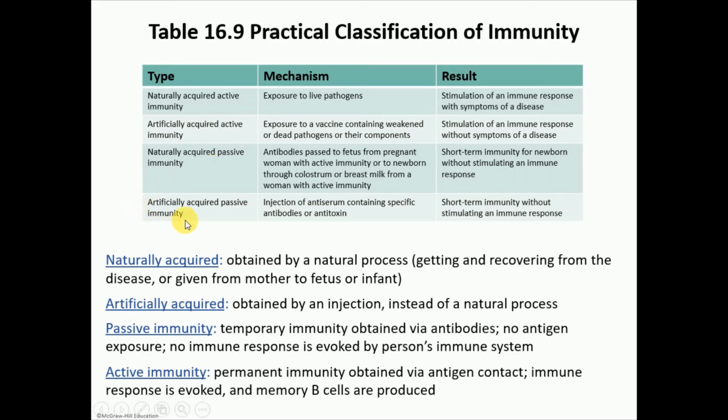Then there's artificially acquired passive immunity, where antibodies are injected into that person through an injection. So, injection of an antiserum, and that antiserum will either have antibodies or antitoxin. Again, that's a short-term immunity, and it does not stimulate the immune response of the person.